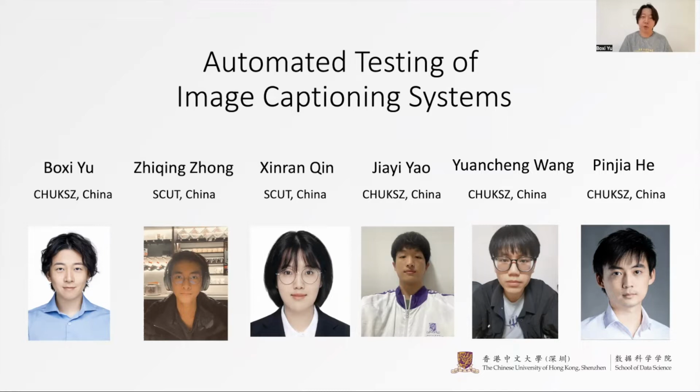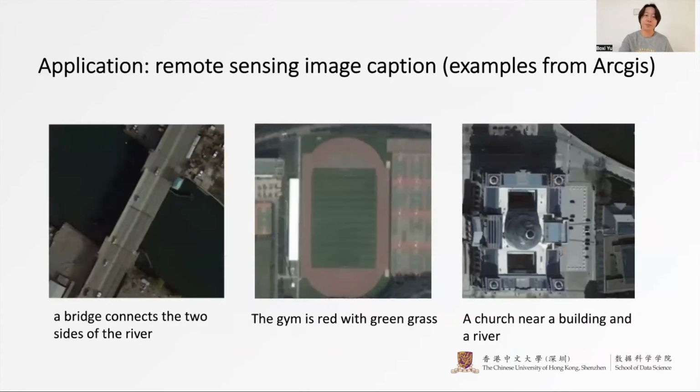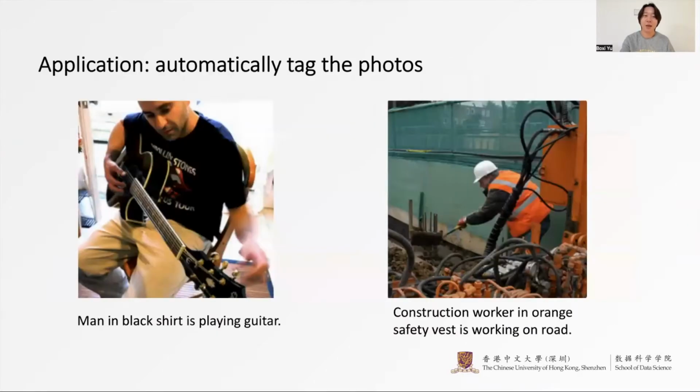Today I will give the talk on the automated testing of image captioning systems. Image captioning systems have many applications in the real world. For example, they can be used for remote sensing image captioning. These are three examples from our case. We can also use image captioning systems to automatically tag photos. Then we can share the photos with the description on social media.